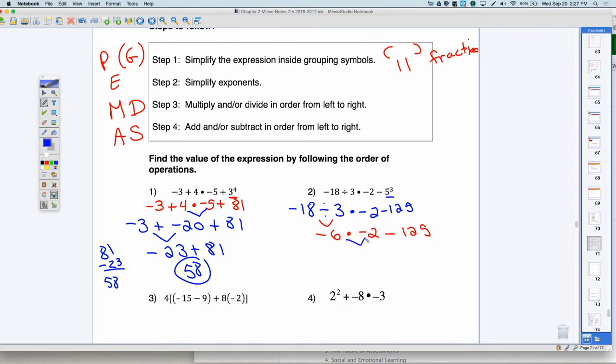We have multiplication and subtraction. So multiplication goes next. -6 times the -2 is +12 minus 125. Now, in the last step, we have a subtraction. So we're going to rewrite it to adding the opposite. Now we're going to take the sign of the larger number, that's negative, and we're going to subtract. 125 minus 12 to give you 113, so it's a -113.